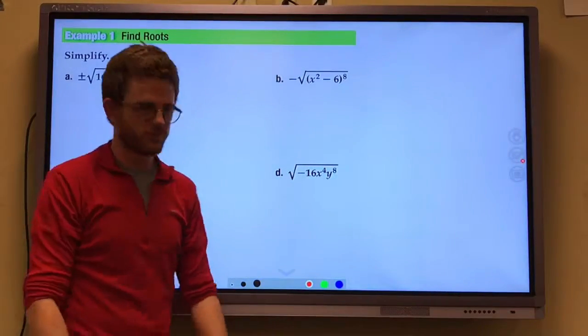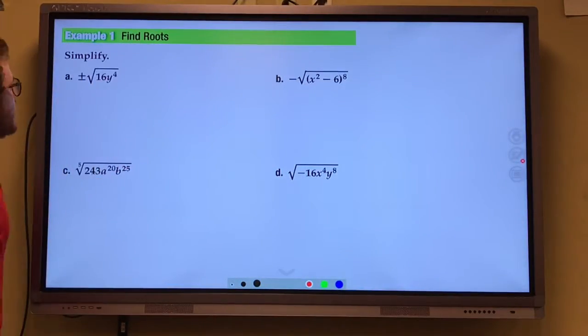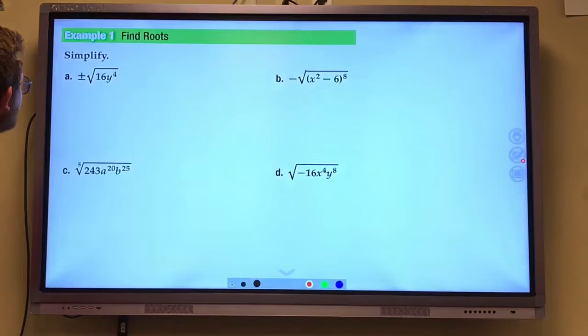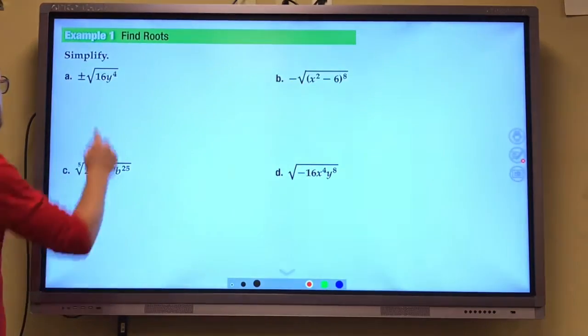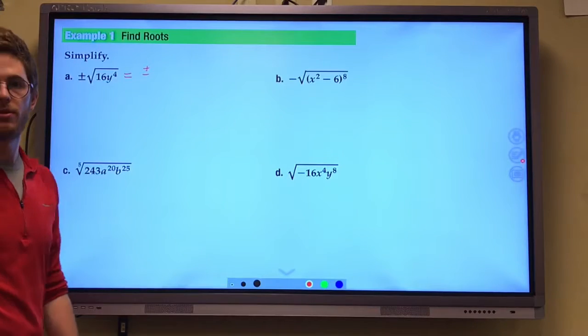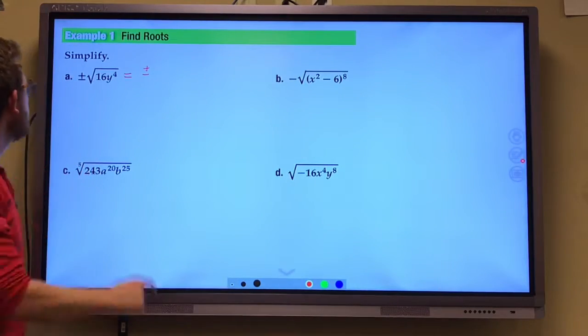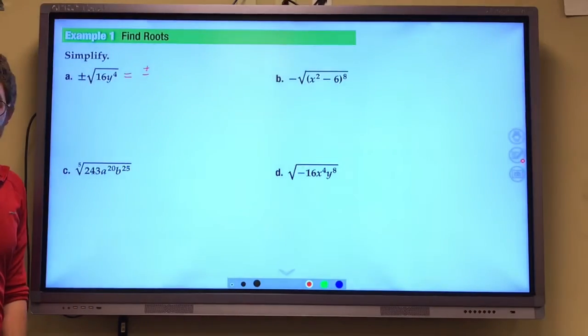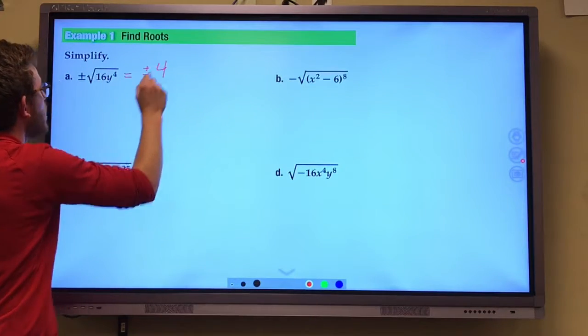Let's take some more roots. So right here we have plus and minus the square root of 16y to the fourth. Well, since we want both positive and negative answers, we know our answer is going to be both positive and negative. The square root of 16 is 4.